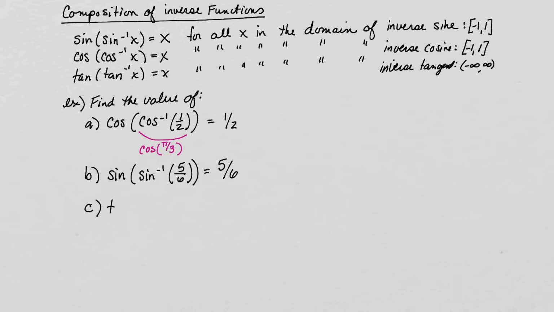So C, the tangent of the inverse tangent of 0. Take out my sweater here. What do we think that's going to be?